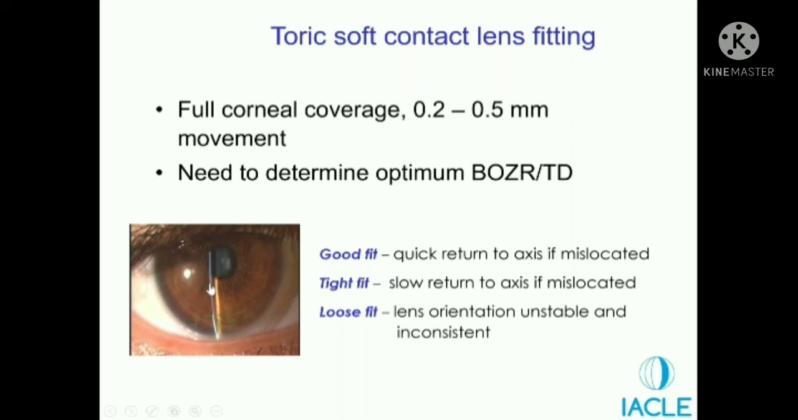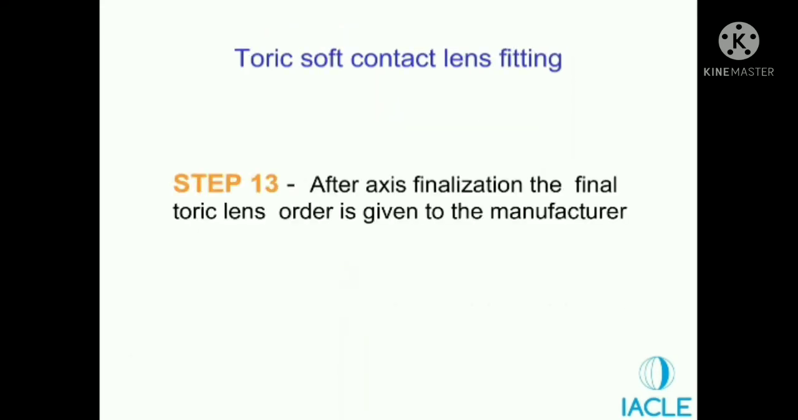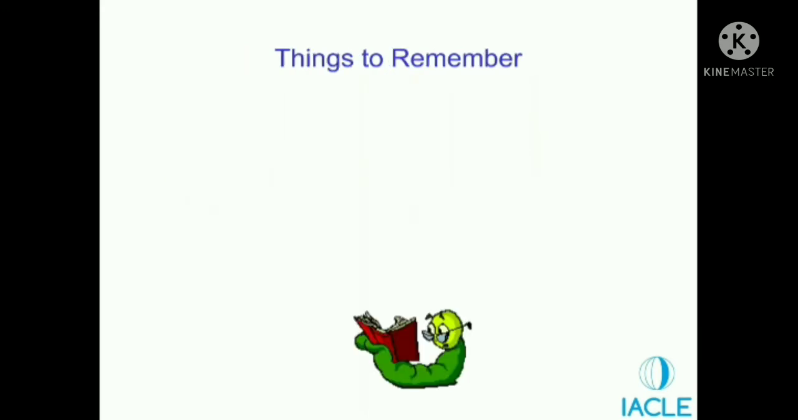A thin slit is made which is running parallel to the central scribe mark, and now you can directly read the axis on the slit lamp scale, and that tells you if there is any rotation or not and how much is the exact rotation. Okay, so once you have done the axis finalization, you will order the lenses from the manufacturer.